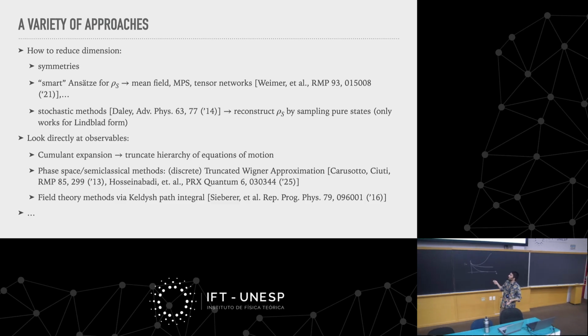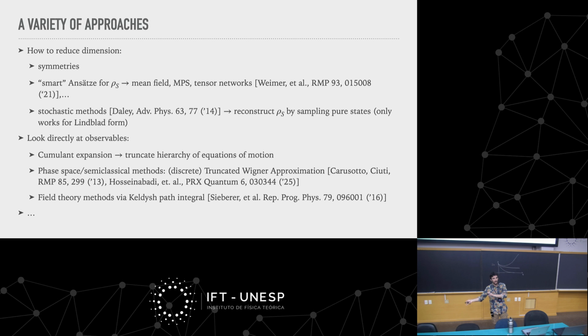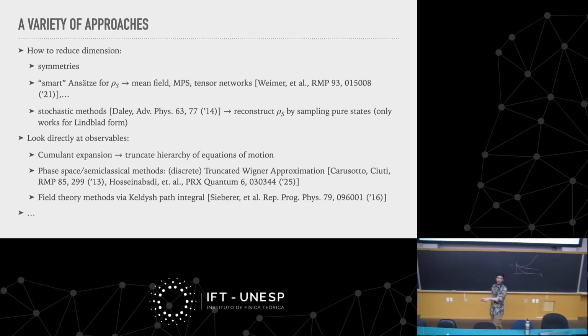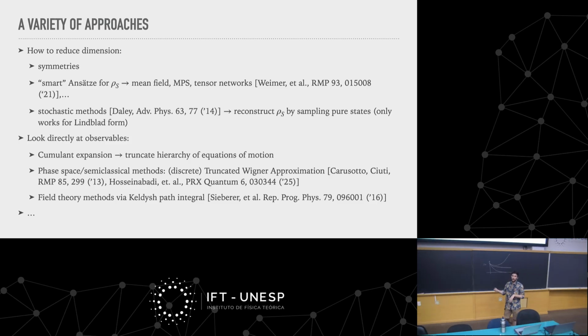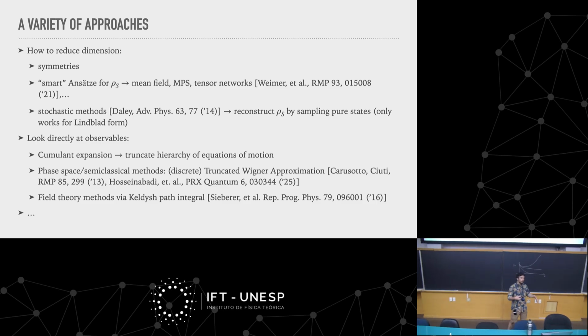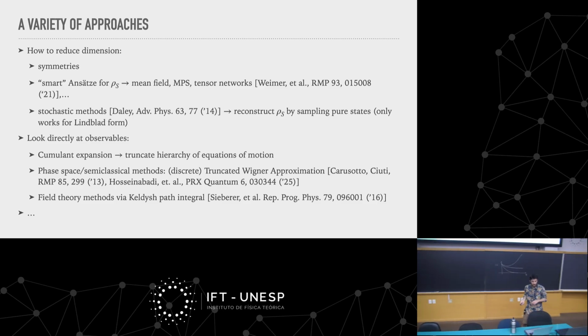Another possibility is actually complementary. You use the equation for the state, but you actually look at observables. The simplest thing is the so-called cumulant expansion, which means you write down the equations of motion for correlation functions. Two-point functions will depend on three- and four-point functions, and there's an infinite hierarchy, and you truncate the hierarchy. This is usually simple, but it's often uncontrolled. Not always. It doesn't always work.